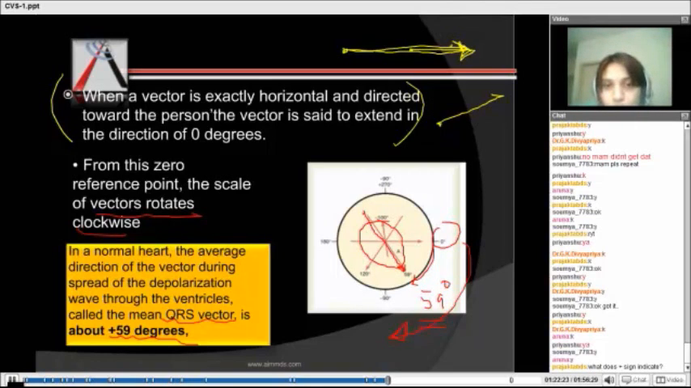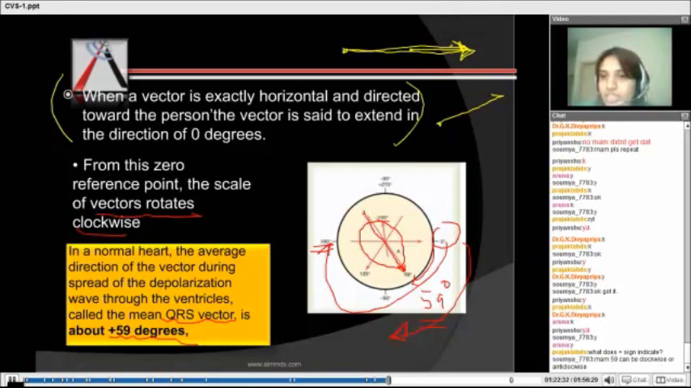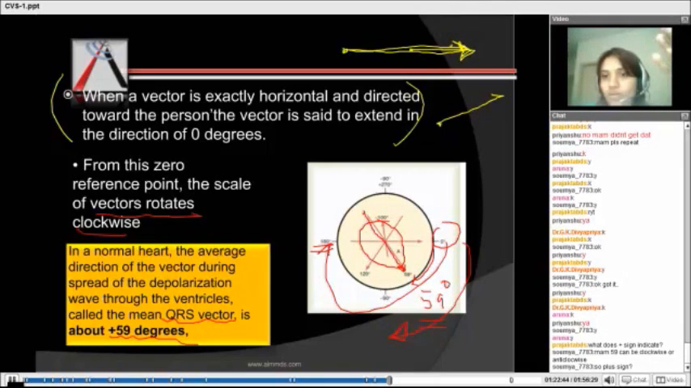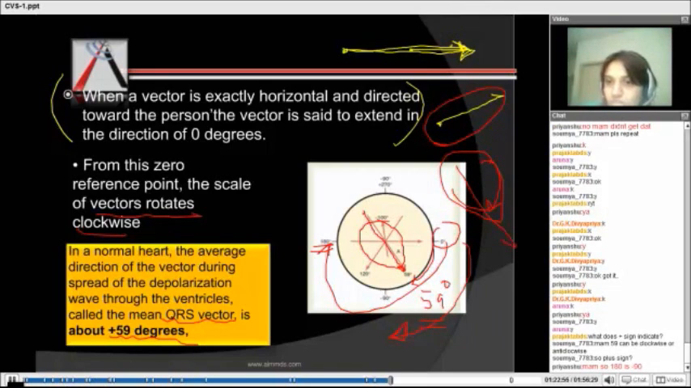Now when we go round and round here, when you reach here, it gives you plus 180 degrees. No, it cannot be anti-clockwise, right? Because the heart is in this direction. It's clockwise 59 degrees to the 0. That's why we need the plus sign. Your heart cannot be this way. Your heart is always in this direction, and the spread of the impulse is in this direction. So your vector is directed only at this degree.